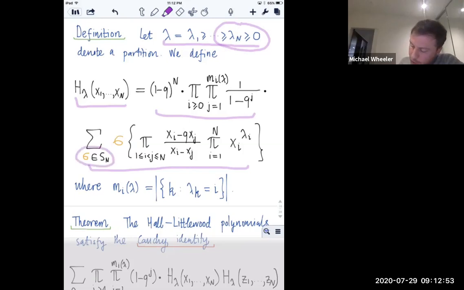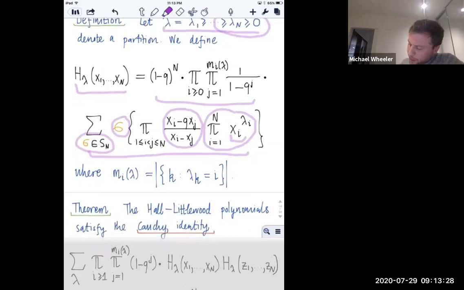I have this permutation, which is acting on the x variables. And if I look here, I actually see I have precisely the same scattering factor that I have in the case of the 6 vertex model. And then I have this product of one particle configurations, the product from i equals 1 up to n of x_i, where the exponents are just the parts of the partition. So this is going to be the definition of the Hall-Littlewood polynomials.